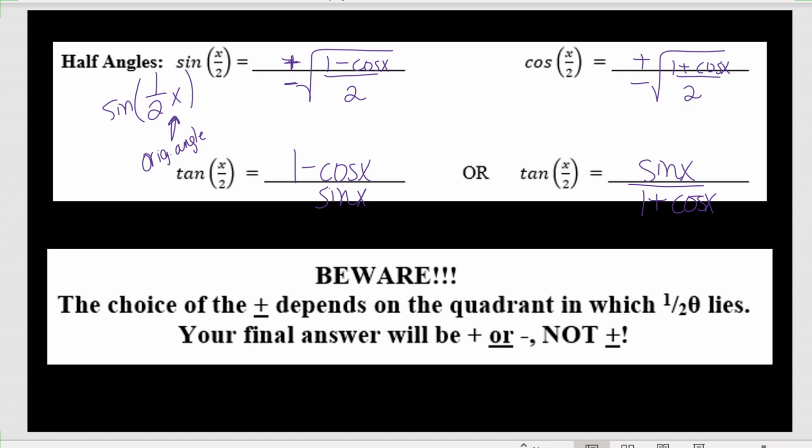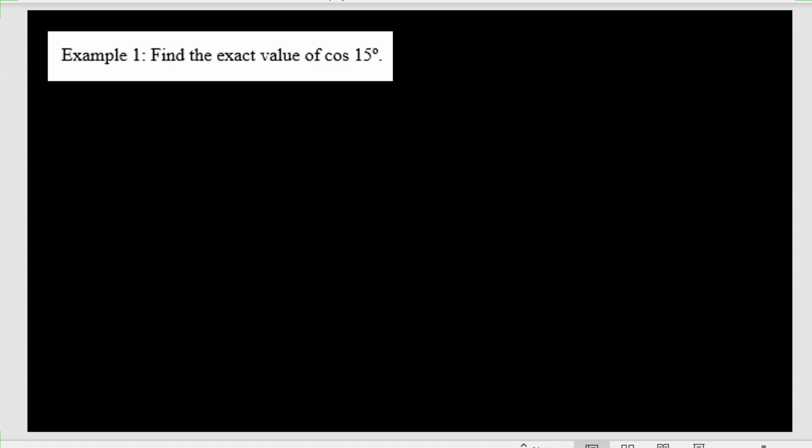And our quick note, be really careful with your answer. You have to determine where the half angle lies. Now, if you already know what the half angle is, you already know what quadrant it's in, so you can very easily determine if you need the positive or the negative answer. It's never both. All right, number 1, find the exact value of cosine of 15 degrees.